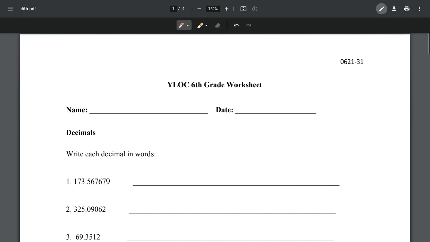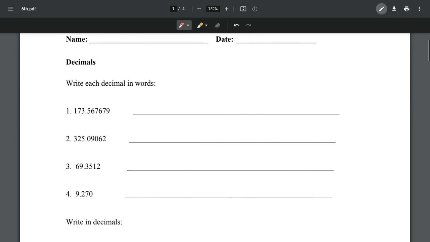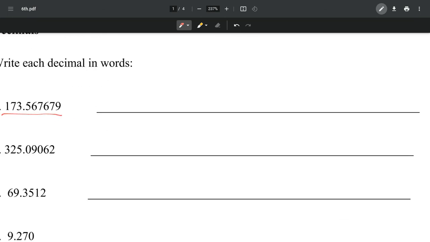So, decimals. We're asked to write each decimal in word form. Let's look at number 1. We have this number right here and we have to put that in word form, okay? There are a few steps to it. The first step would be to write the whole number part, okay? So let's go ahead and write the whole number, which is 173. Okay, so that's our first step.